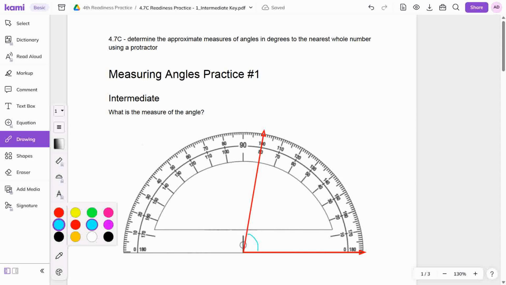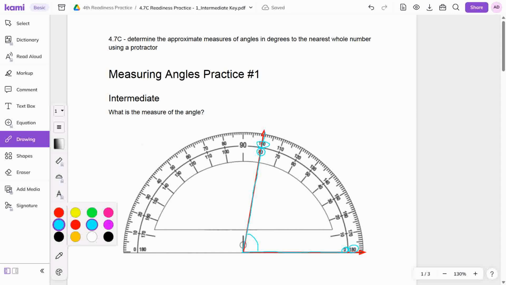And so we'll look at this first ray, and you see it goes right through the 0, 180 line. Okay, now we can measure it either way. And so we can say that this first ray lands on both the 0 or the 180. The 0 is going to end up being easier. And then the second ray right here lands right on that 80 and that 100. Now we can use both to subtract.